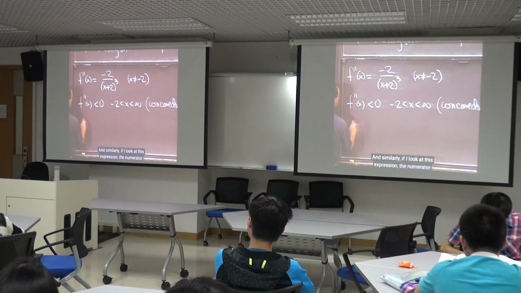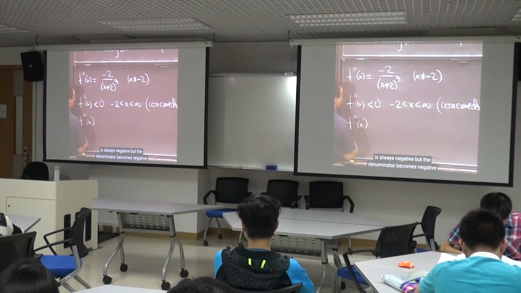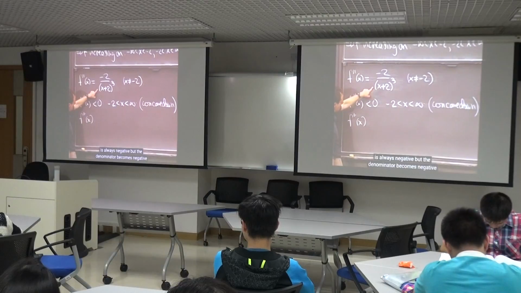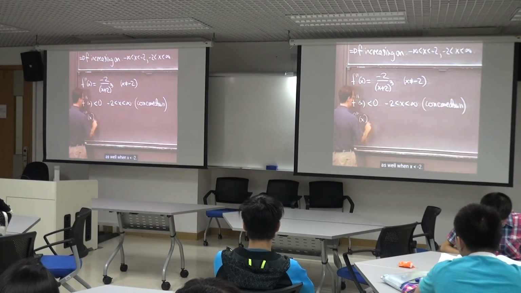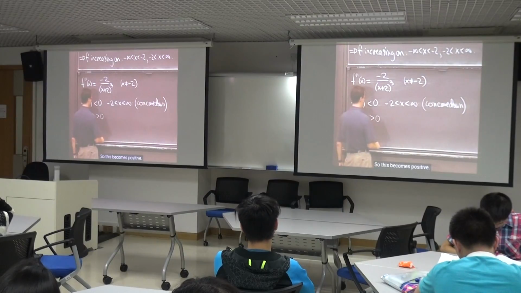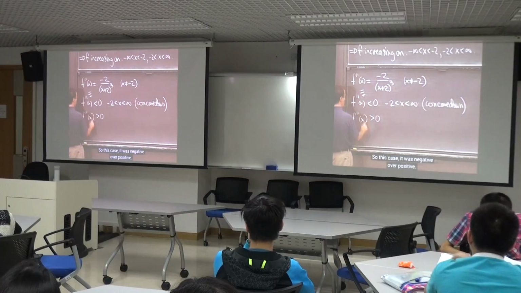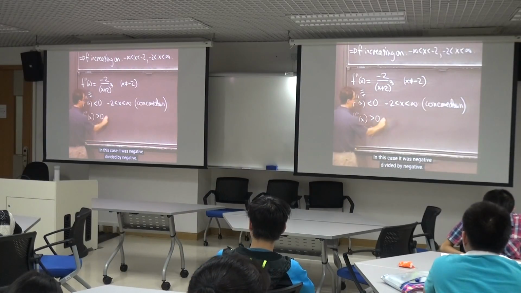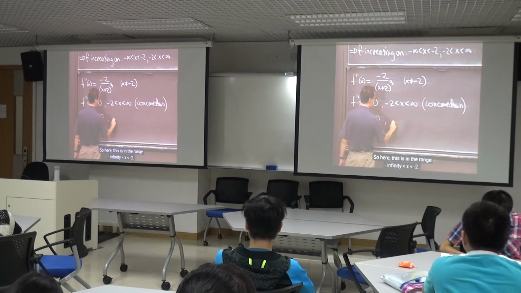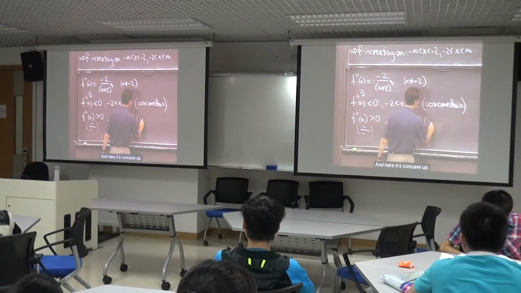Right? And similarly, if I look at this expression, the numerator is always negative, but the denominator becomes negative as well when x is less than negative 2. So this becomes positive. Right? So in the previous case, it was negative over positive. In this case, it was negative divided by negative. So here, in the range minus infinity less than x less than negative 2, it's concave up.